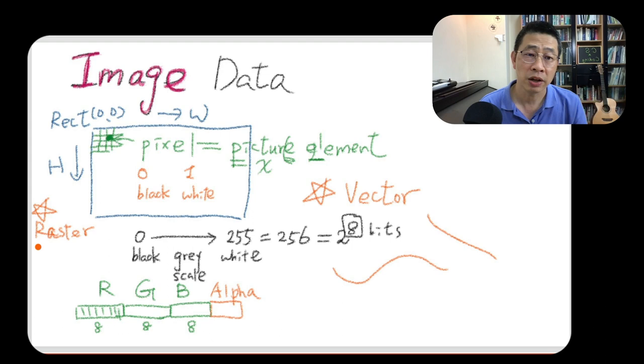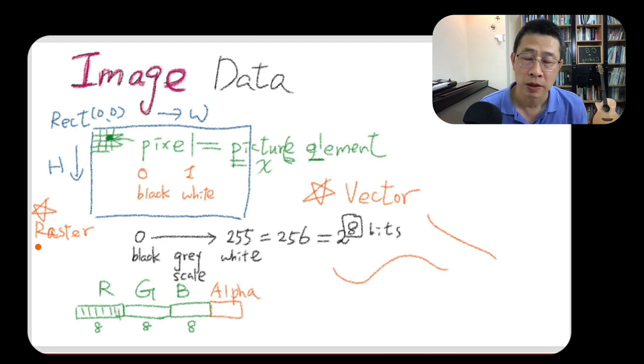On the other hand, with vector images, because we use math geometry to describe the shape, they can avoid this, because every time you scale the image up or down, they recalculate. So this is the good part of the vector image.